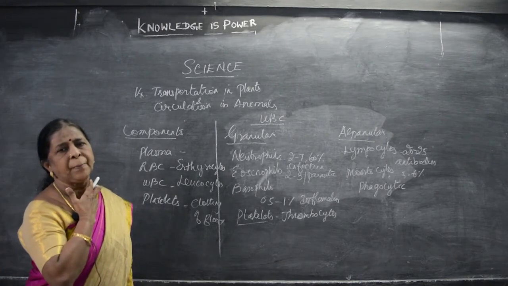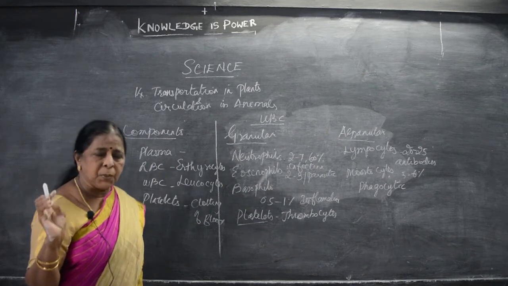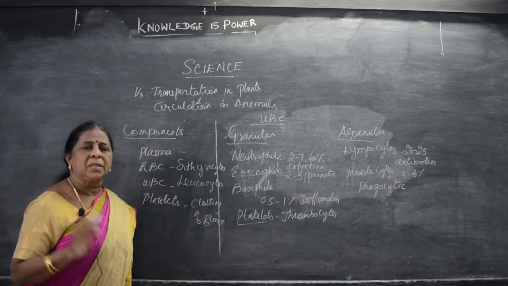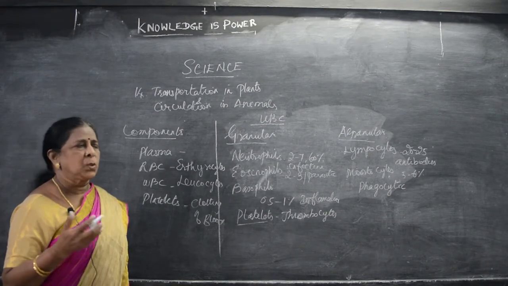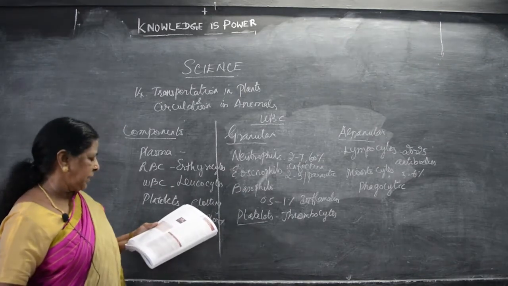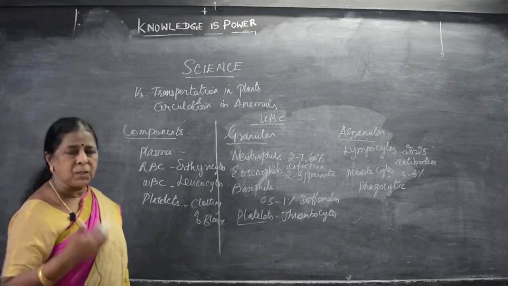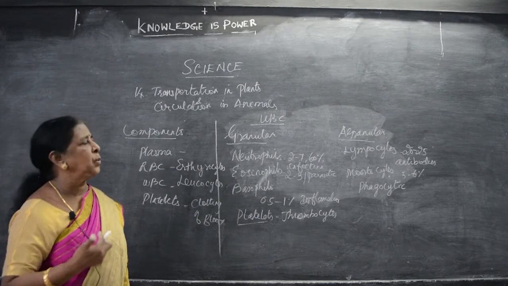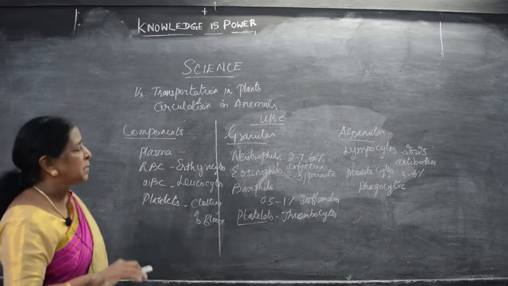First point. This is a 5-mark question. What are the functions of blood? They transport respiratory gases. What are the respiratory gases? Oxygen, carbon dioxide. So, the blood is helping respiration. Second point, they carry digested food, and the energy is taken to all parts of the body. Third one, they transport hormones.